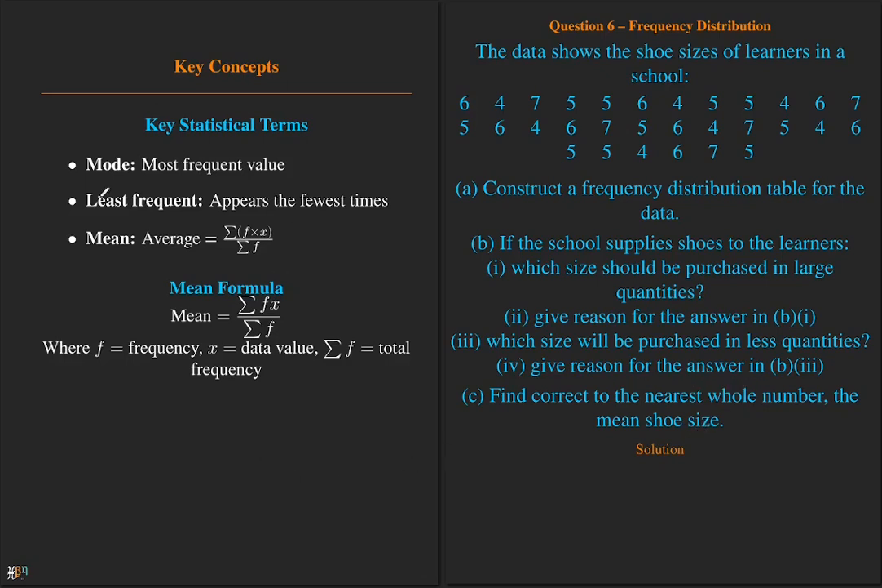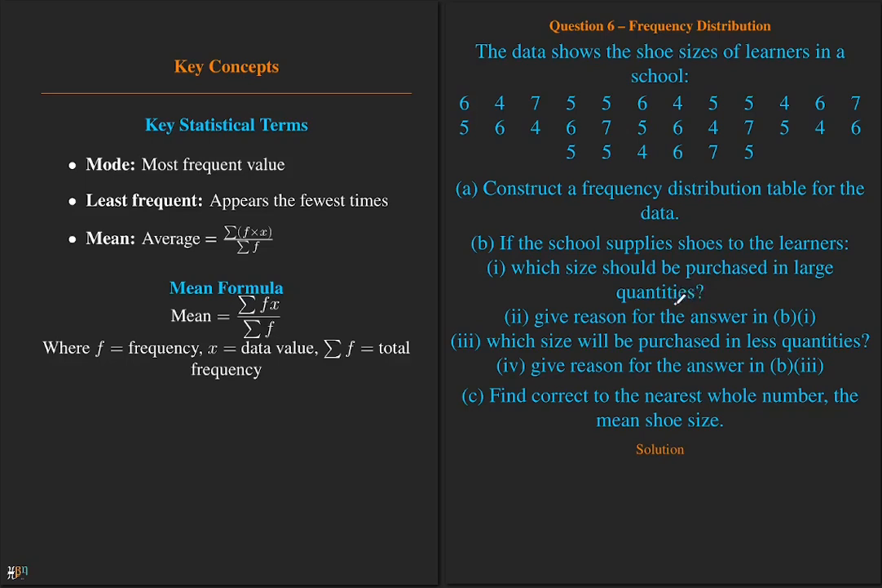Before we answer the question, let's look at the key concept we need to know. So in statistical terms, we have something we call the mode. The mode is simply the most frequent value. So in our question here, the mode is simply which shoe size should be purchased in large quantities.